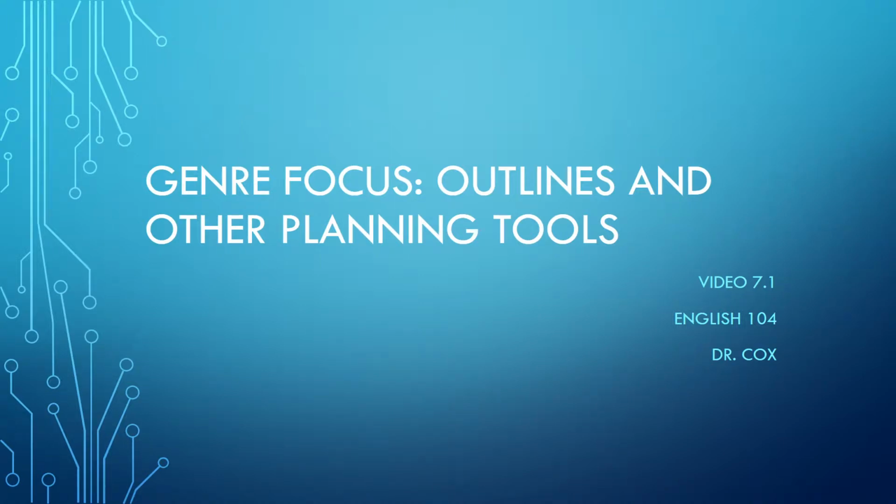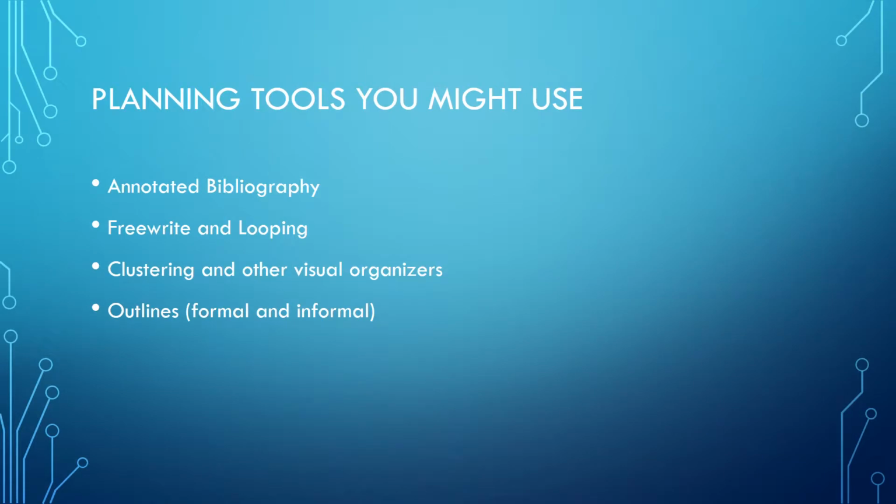So this week we're going to talk about how to plan your project and how to use planning tools to make sure you have a really clear structure. Some of the planning tools you might use are the annotated bibliography, free write and looping, clustering, and other visual organizers, which you've probably experimented with before, and outlines, whether they're formal or informal. And again, you've probably experimented with those before. They're very common.